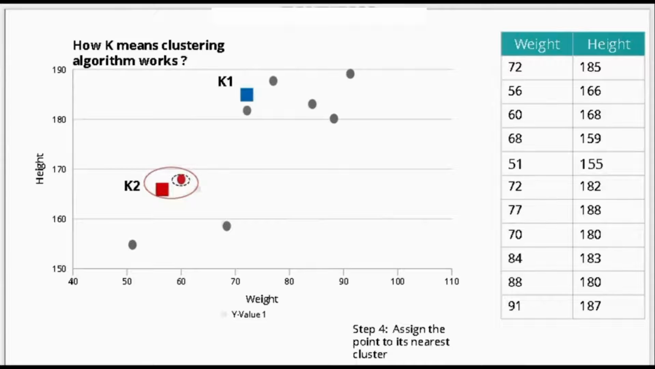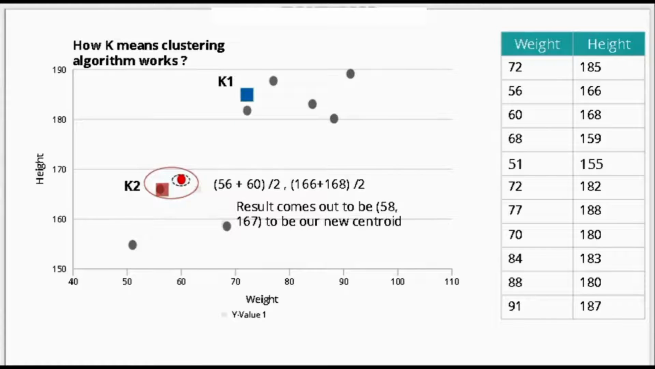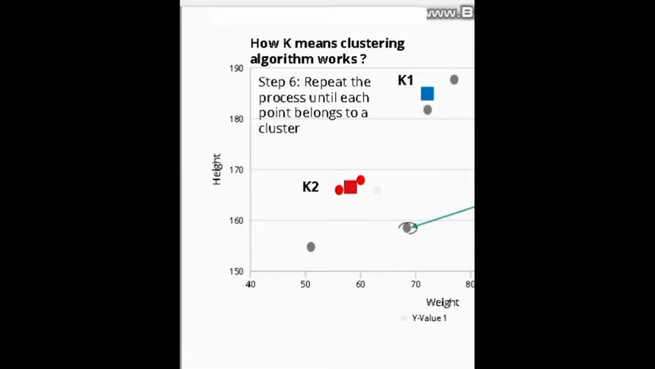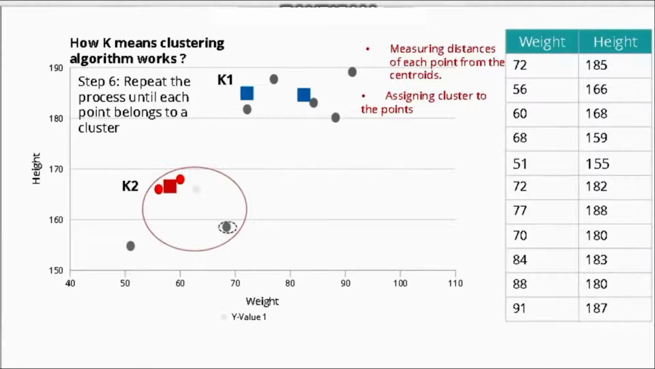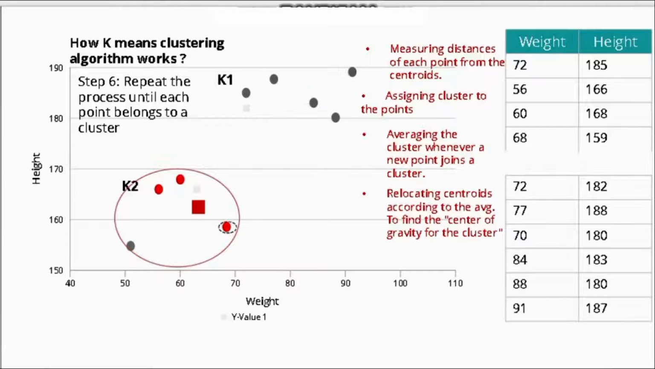Step 4: assign the point to its nearest cluster. Here it belongs to the red cluster. Step 5: readjust the centroid by taking the average of the new cluster. Here when we take the average of the red cluster, the average comes out to be 58, 167 to become our new centroid. Step 6: repeat the process until each point belongs to a cluster, measuring distances of each point from the centroid, assigning a cluster to the point, averaging the cluster whenever a new point enters it, and then relocating the centroid so that it finds its center of gravity.